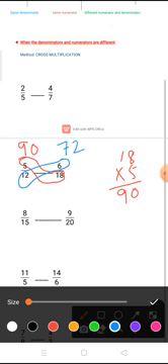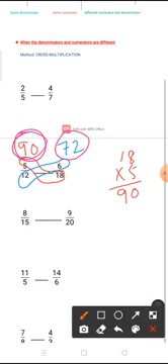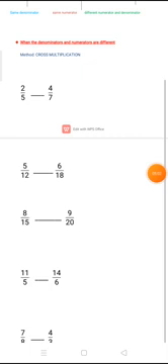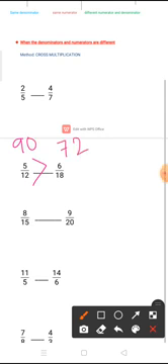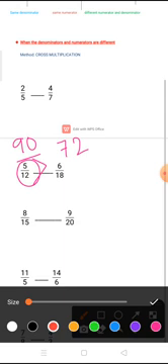Among these two numbers which one is greater? Yes, 90 is greater. So which fraction is greater? Between 5/12 and 6/18, 5/12 is greater, because we got 90 here and 72 here. As 90 is greater, this fraction will be greater. So again come to the next fraction.